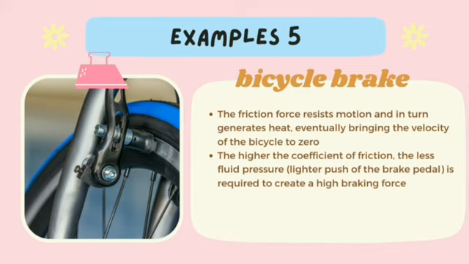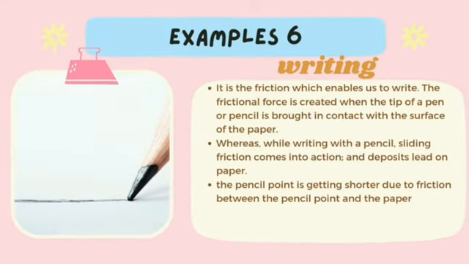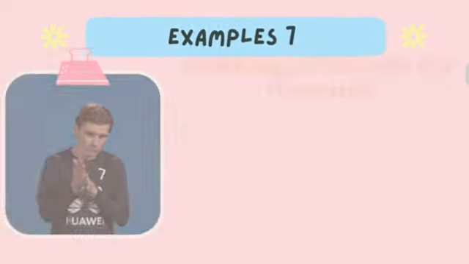Okay, then we proceed to example 6, writing. It is friction which enables us to write. The frictional force is created when the tip of a pen or a pencil is brought in contact with the surface of the paper. Then, example 7, rubbing of hands for warmth.